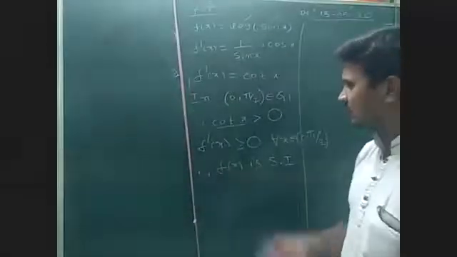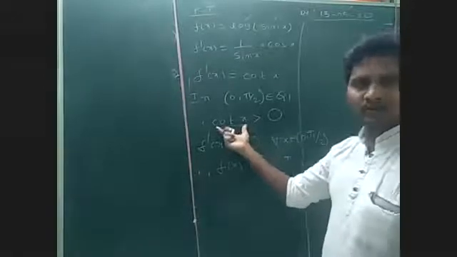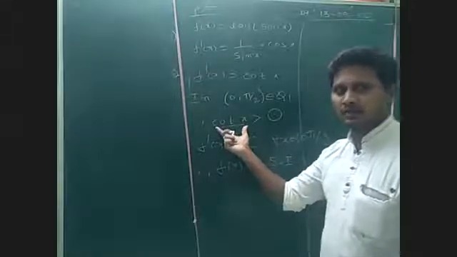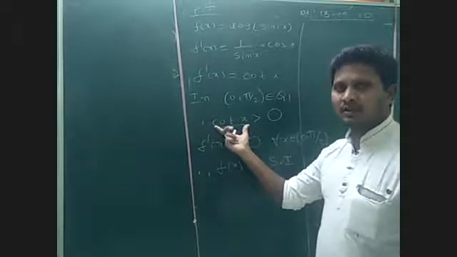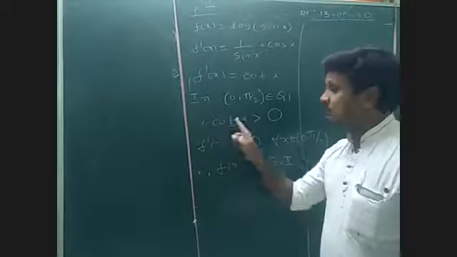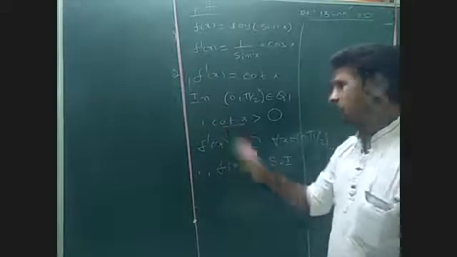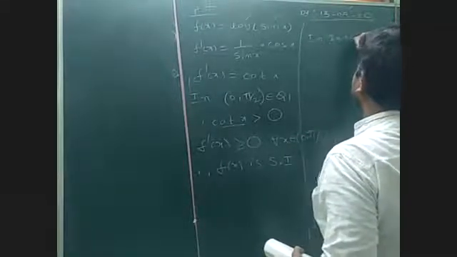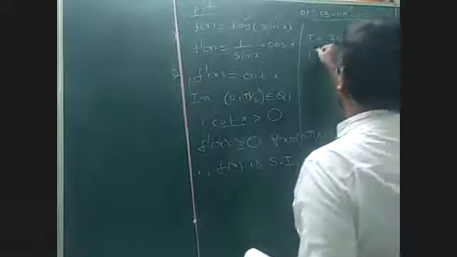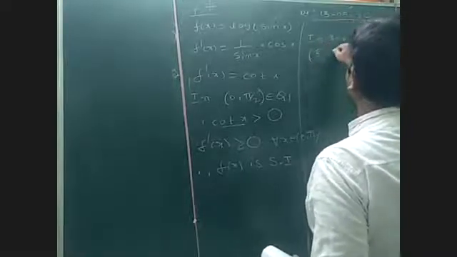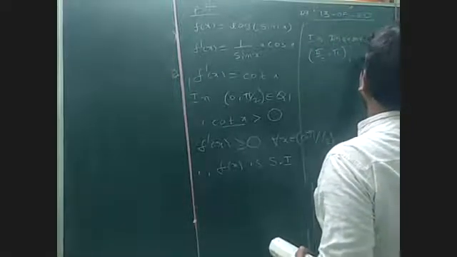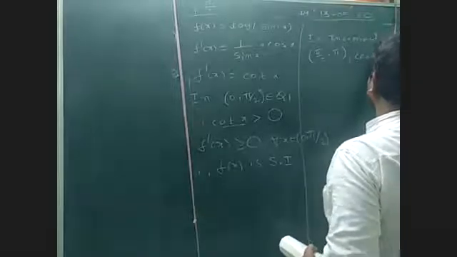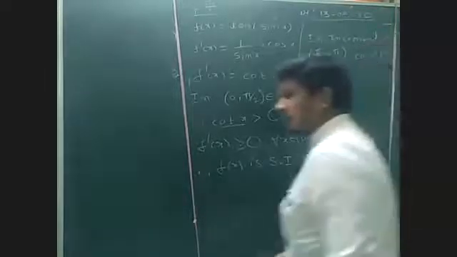But what about strictly decreasing? In the second quadrant, cot is clearly negative. Only sin and cosecant are positive there. Cot is negative in the second quadrant, but in the third quadrant cot is positive. So in the open interval pi by 2 to pi, that is 90 to 180 degrees, cot x is clearly strictly less than 0.